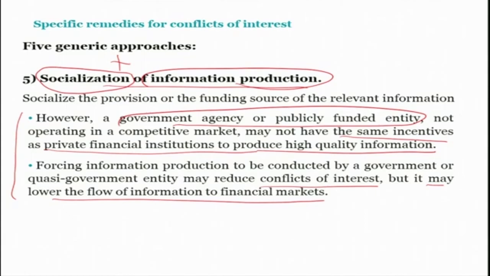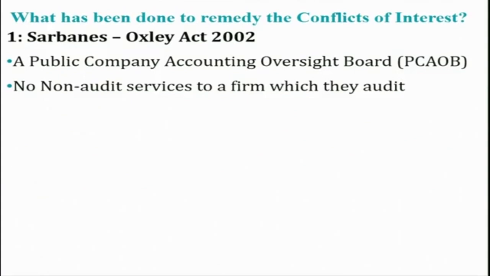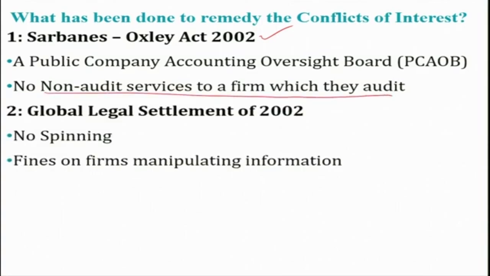So these are the five remedies that we just discussed, and there have been several policy initiatives to overcome this conflict of interest, especially in the US context. You can see the act in 2002, which mandated that a Public Company Accounting Oversight Board be set up, and it also restricted non-audit services to a firm which they audit. Then the global legal settlement of 2002, where spinning was banned. Fines on firms manipulating information were also agreed. This was a global legal settlement by not only US agencies but also agencies from other countries as well. So they agreed to ban spinning and to fine firms manipulating information.